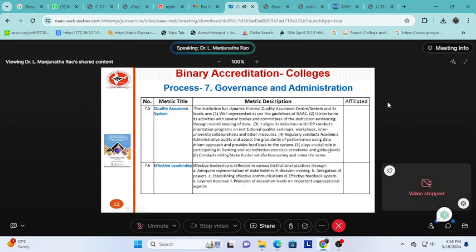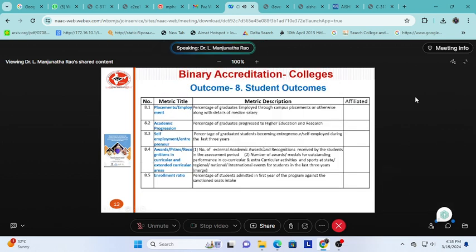provision of escalation levels on important organizational aspects. Dr. Manjunath Rao. Yes, sir. So now these are generally explained by Dr. Kaude. Yes. Now, sir, you can focus on the university metrics which are not relevant to affiliated colleges and autonomous colleges.